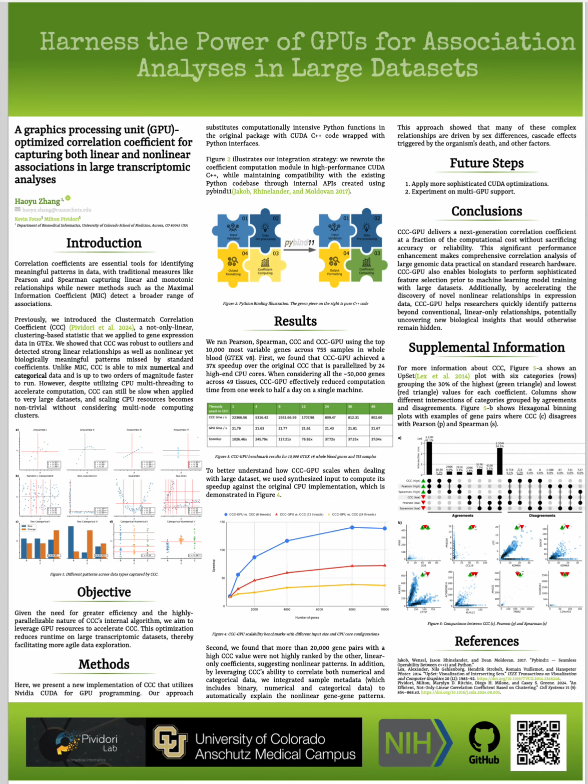Secondly, how about biological findings? We found that in the GTEx data demonstrated above, there are more than 20,000 gene pairs with a high CCC value that were not highly ranked by other linear-only coefficients, suggesting there are some nonlinear patterns. In addition, by leveraging CCC's ability to correlate both numerical and categorical data, we found that many of these complex relationships are driven by sex differences, cascade effects triggered by the organism's death, and other factors. Right. And that's for the results.